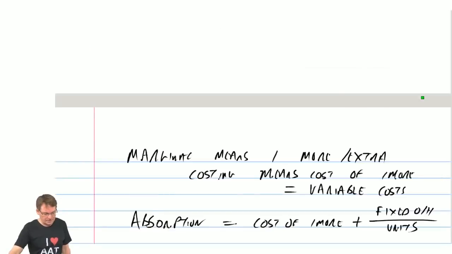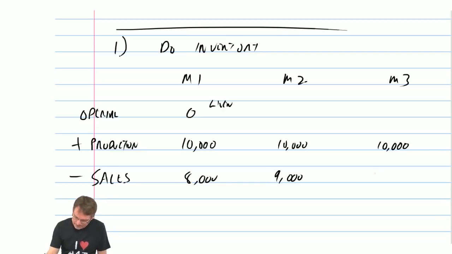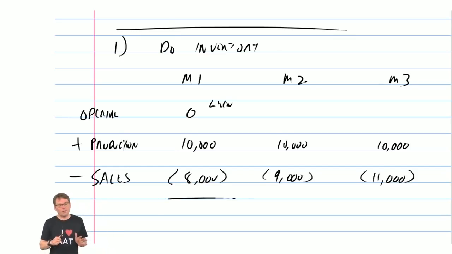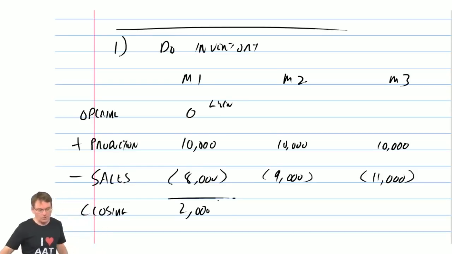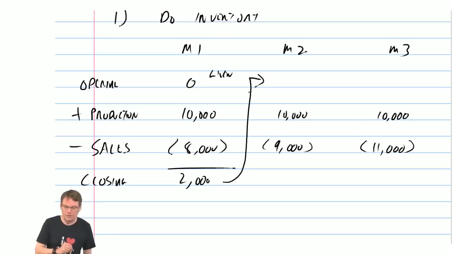8, 9, 11 is what we've got this time. So 8,000, 9,000, 11,000. So, month 1, we started with no units, we made 10, we sold 8. Where's the other 2? Well, they must be closing. If you made 10,000 units and you only sold 8,000 units, you've got 2,000 left over, they must be your closing inventory, which becomes your opening inventory for month 2.